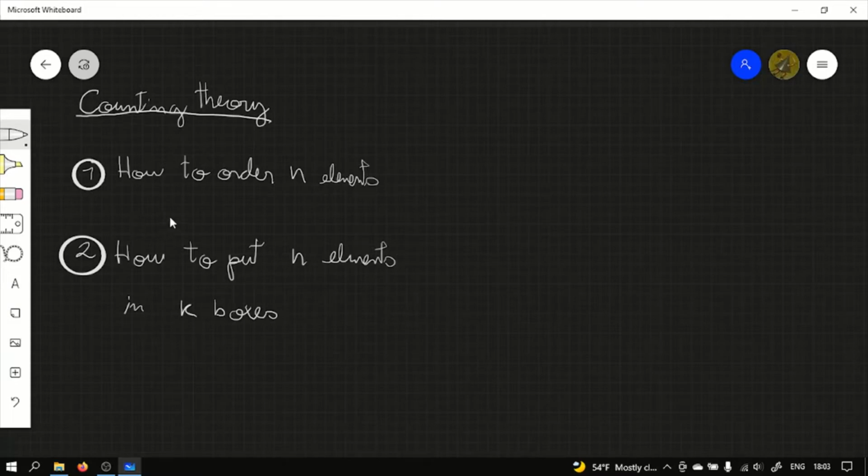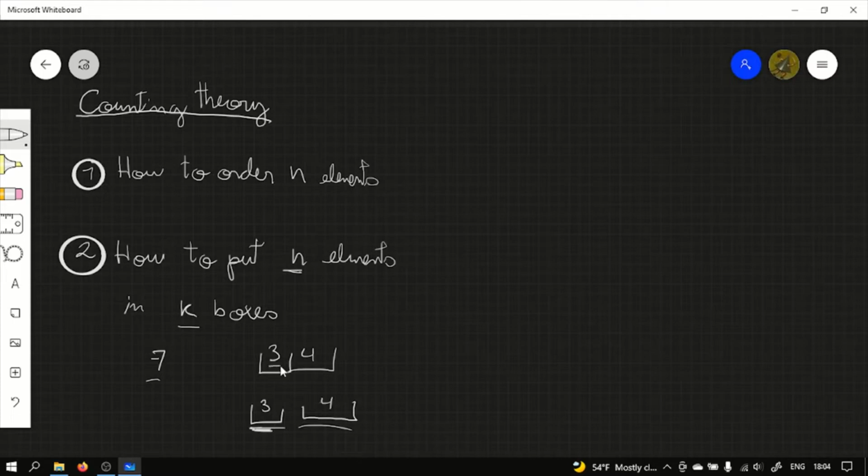I want to count the different ways to order n elements and the different ways to put n elements in k boxes. The amount of elements that fit in the boxes has to be perfect. What I mean by that is if I have 7 elements, I am going to try to put these 7 elements into boxes. In the first box fits 3 and in the second box fits 4, for example. But here we will have many boxes.